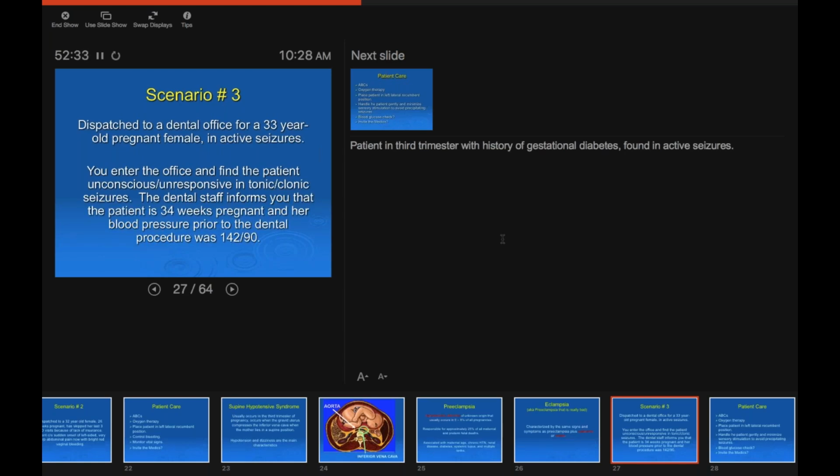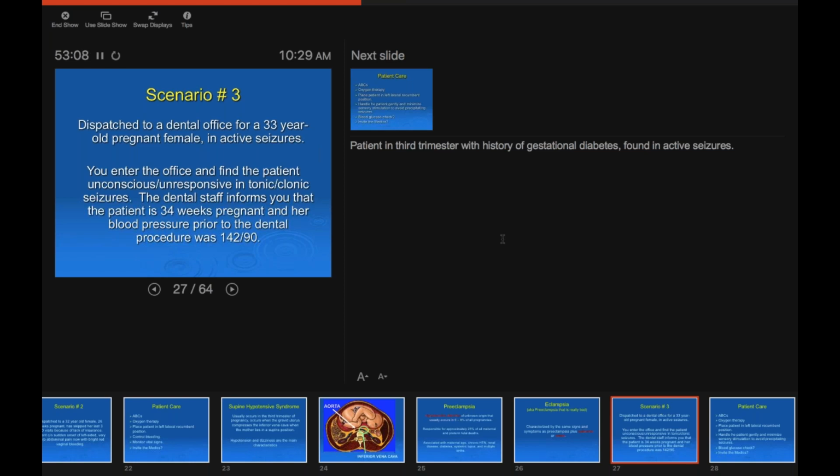All right, so for the Charlotte crew today, scenario number 3. You're dispatched to a dental office. 911. All right, Jim, they're going to your office today. For a 33-year-old pregnant female in active seizures. I want a medic. You enter the office and find the patient unconscious, unresponsive, with tonic-clonic seizures. The dental staff informs you that the patient is 34 weeks pregnant and her blood pressure prior to the dental procedure was 142/90. What are we going to do?